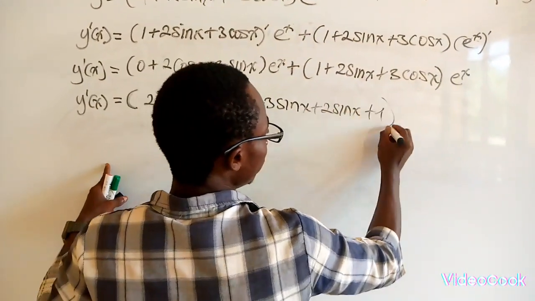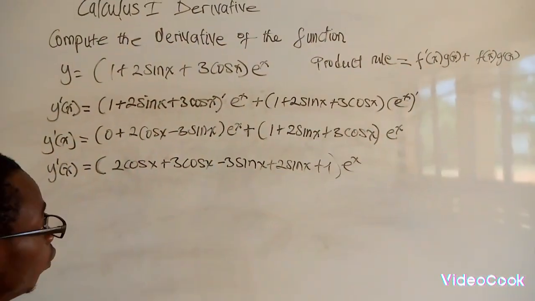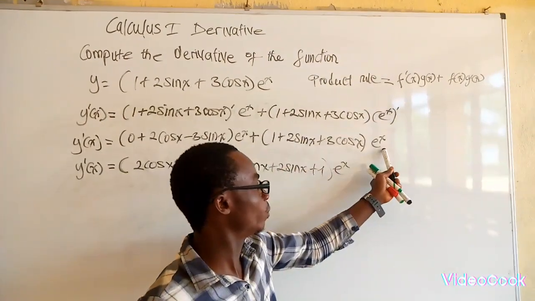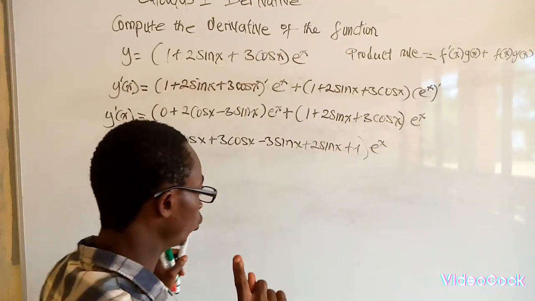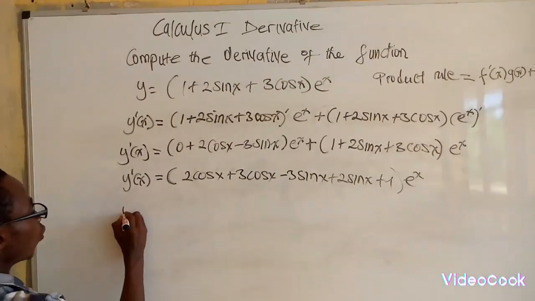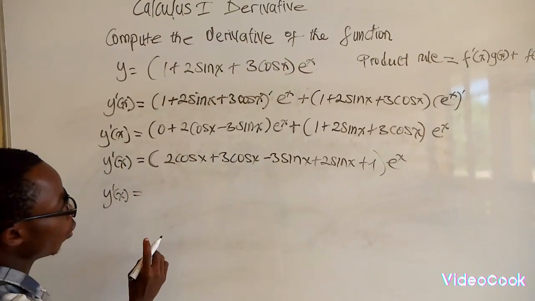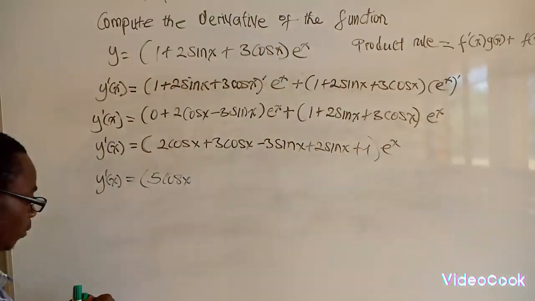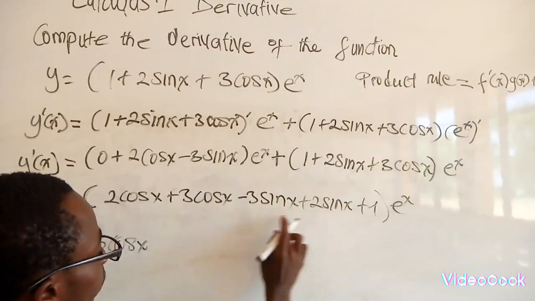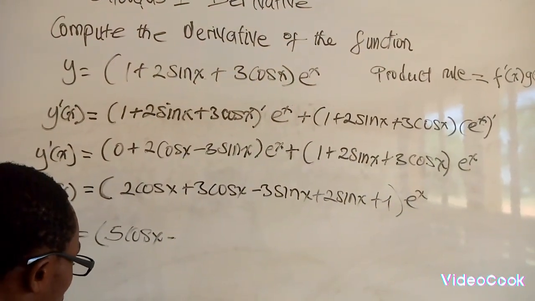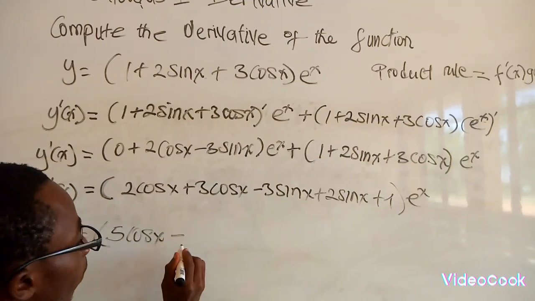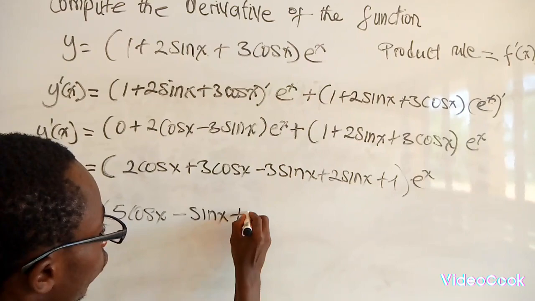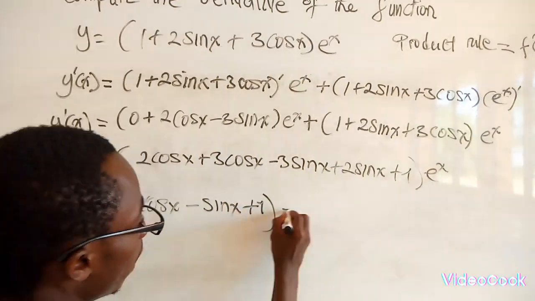Now multiply by e to the power of x. This one is multiplied by e to the power of x, and this one too, so we only choose one e to the power of x. So y prime of x is going to give us 2 plus 3 gives 5, so 5 cos x. Then 2 sin x minus 3 sin x gives minus sin x, and then plus 1, all multiplied by e to the power of x.